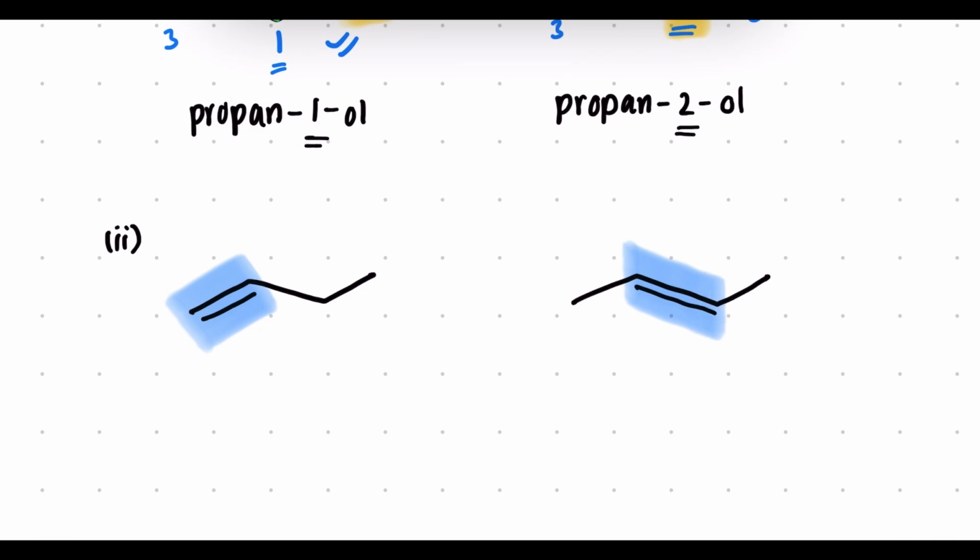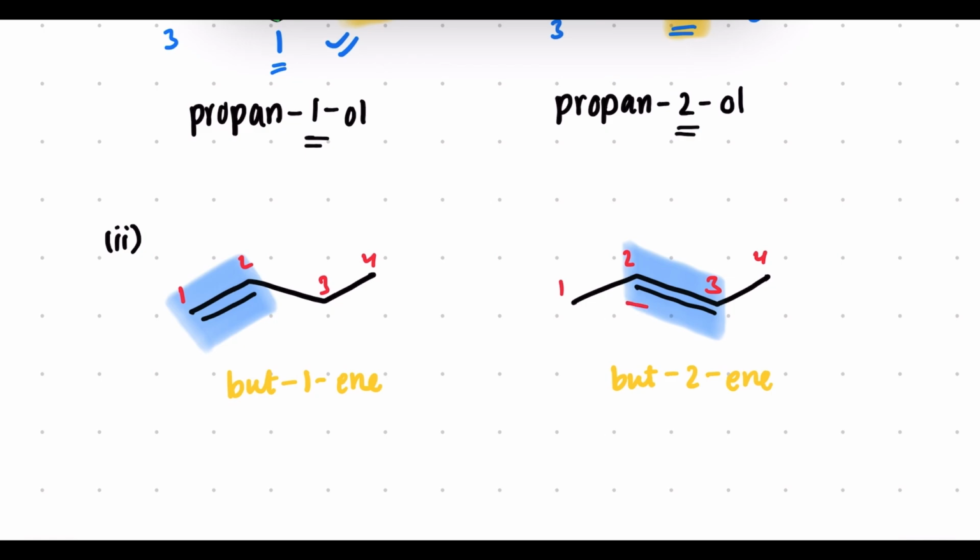So let's just name these, because by naming them, you directly get an idea. This would be but-1-ene, and this would be but-2-ene. You can write the locants. Let's just write the locants here. So this is 1, 2, 3, 4, and this is 1, 2, 3, 4.